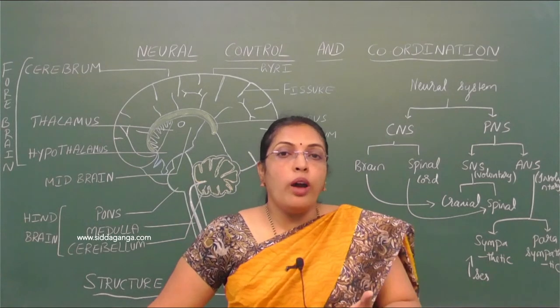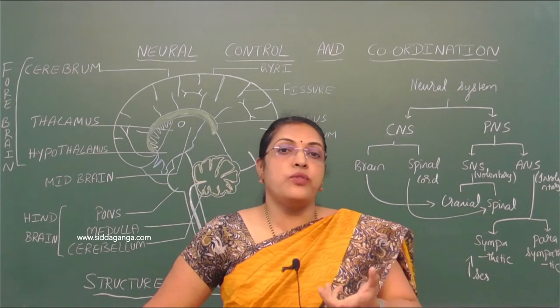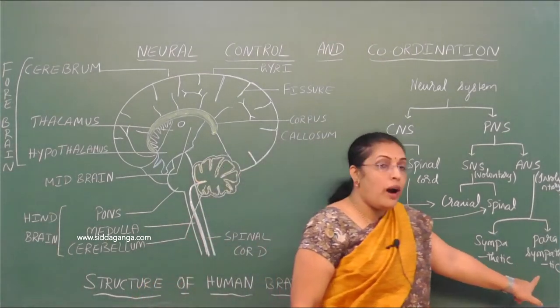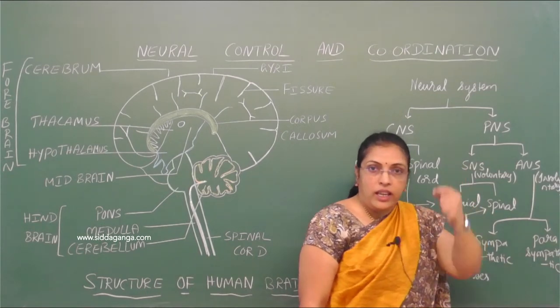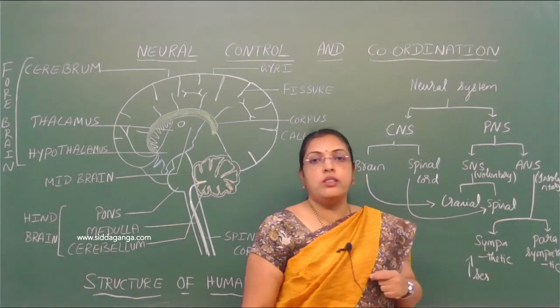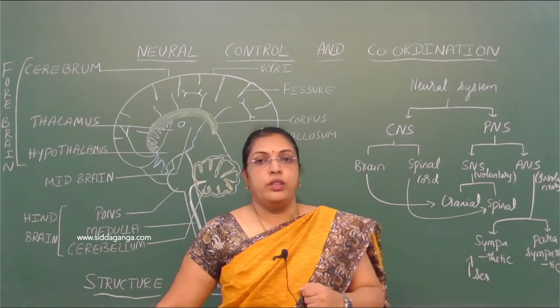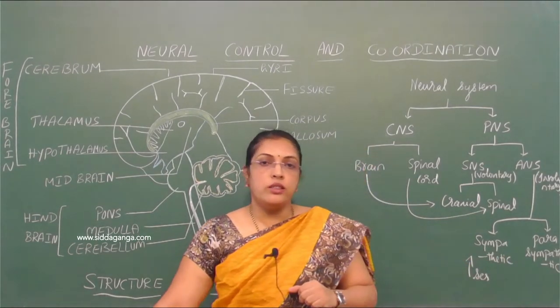Now when we rest, the function has to be reduced. Increased function of organs has to be reduced. That is done by parasympathetic. Parasympathetic decreases the functions of organs when demand is stopped. That is about classification of neural system.